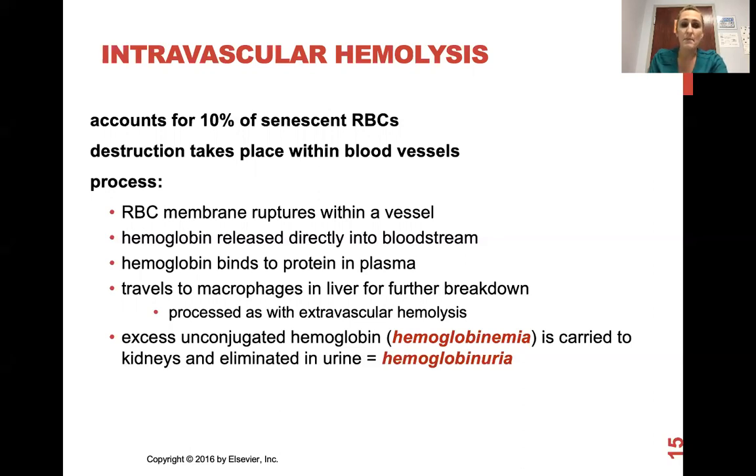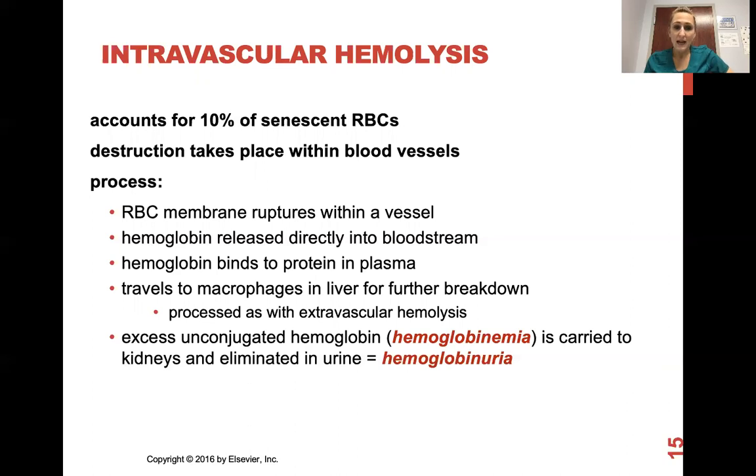Now, when that membrane actually ruptures within the vessel, that hemoglobin, instead of being consumed and released in the spleen, is released directly into the bloodstream. It has no major way to get all of it to the liver. So some of it binds with proteins in the plasma like albumin. It can get to the liver. So a part of it gets to the liver, and then the process is like the extravascular hemolysis at that point, in how it's excreted.